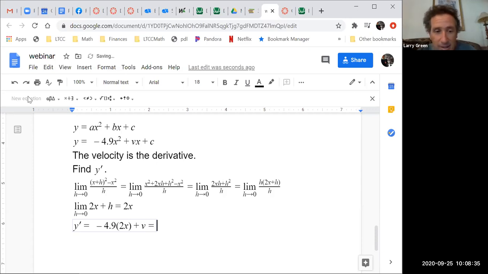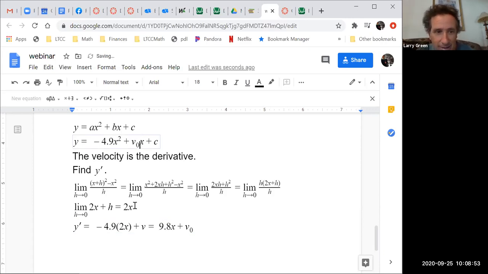And just to make it a little prettier, that's equal to negative 9.8x plus v. And maybe I'll do it the way most people do, is that v really should be a v sub 0, but I didn't want to make it uglier than it was until now. Because that's how people talk. And that's more standard. So I've now found the velocity function.